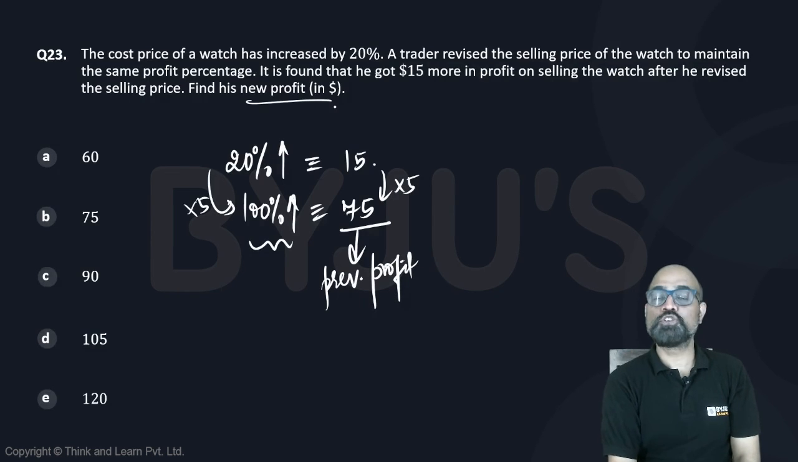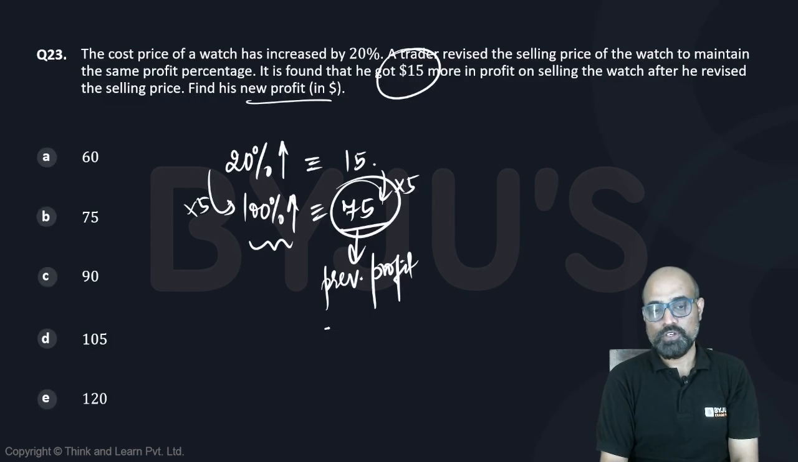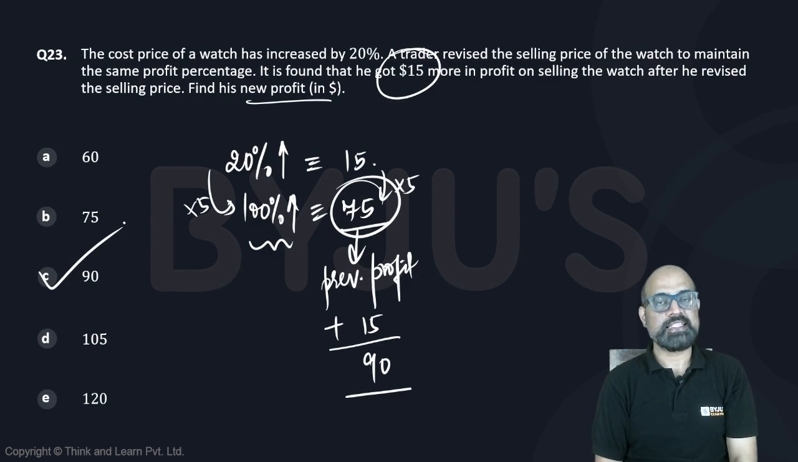They are asking us for the new profit. So we are supposed to add that 15 because the new profit is 15 more. So if we add 15 more to this, we will get 90. See, very straightforward question, right?